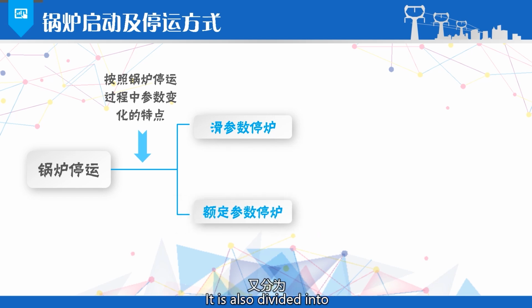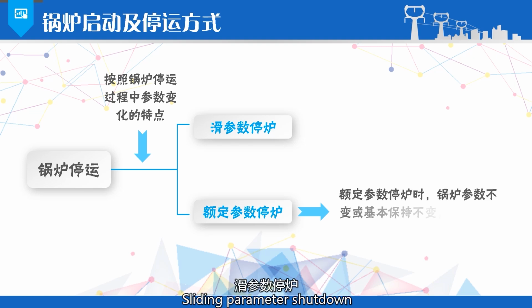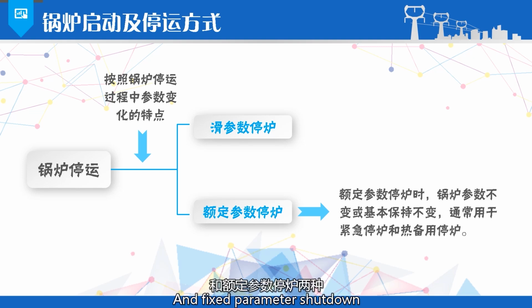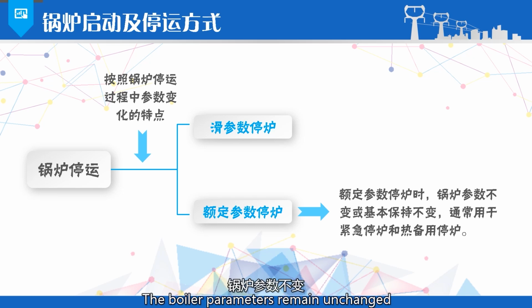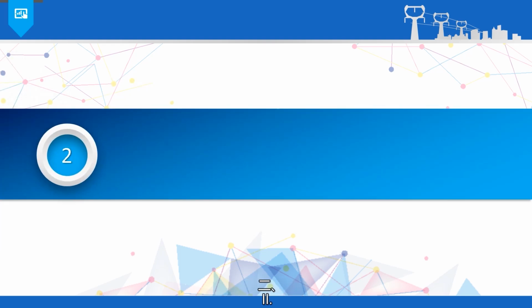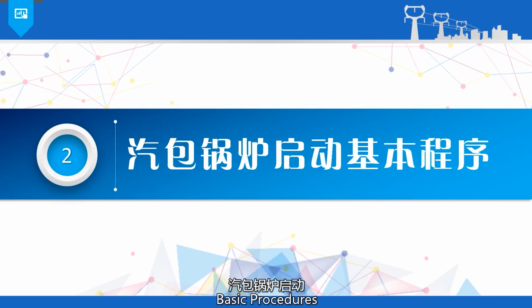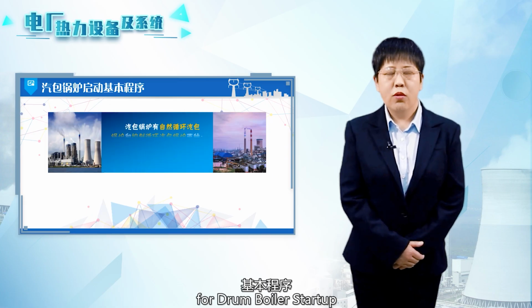It is also divided into sliding parameter shutdown and fixed parameter shutdown. During fixed parameter shutdown, the boiler parameters remain unchanged or basically unchanged. It is usually used for emergency shutdown and hot standby shutdown. Second, basic procedures for drum boiler startup.